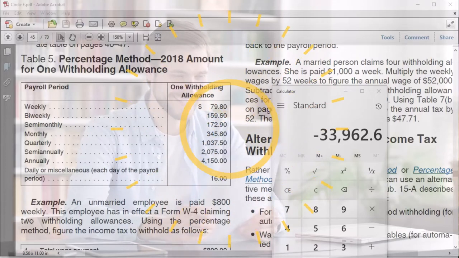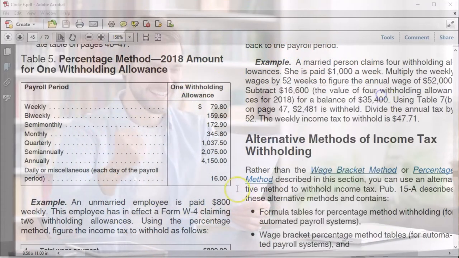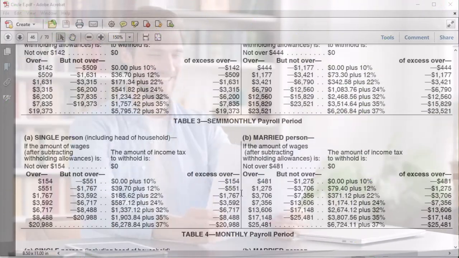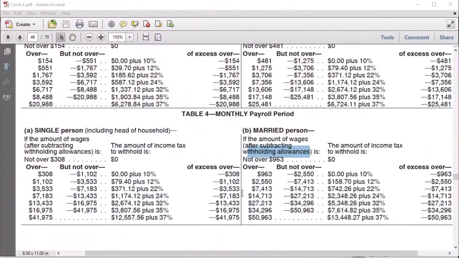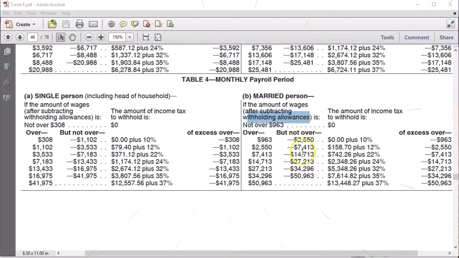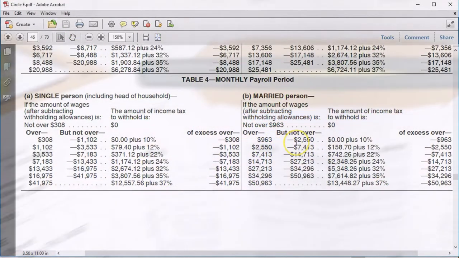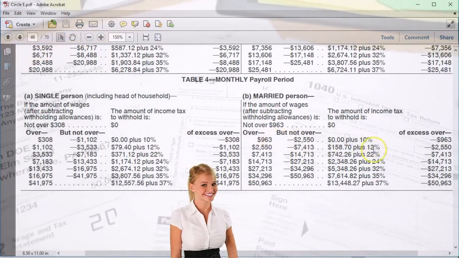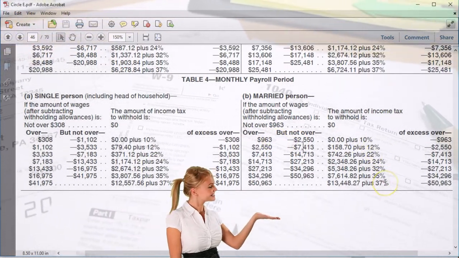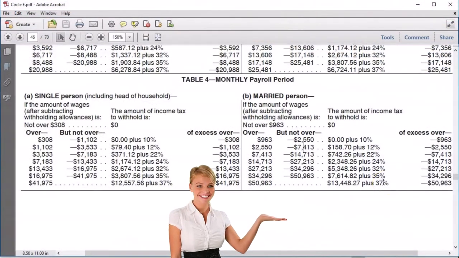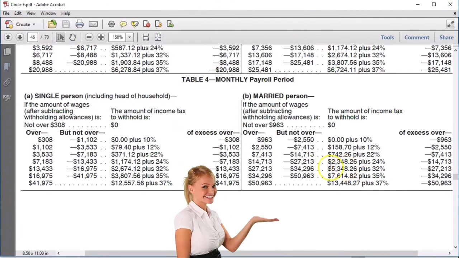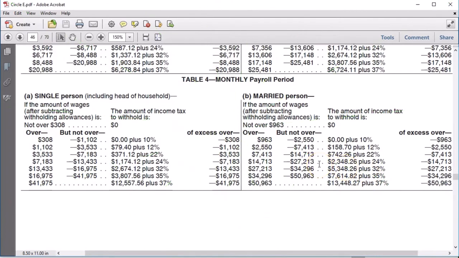So now we're going to go back to our tables down here, and we'll scroll down to our table. So here's weekly, bi-weekly, semi, and then here's monthly. We want to be on the married side. We're looking for between these brackets here. So we can see that each of these has a progressive increasing tax rate, but it's only more tax on the added amount of revenue. So we have to find the bracket that we're in.